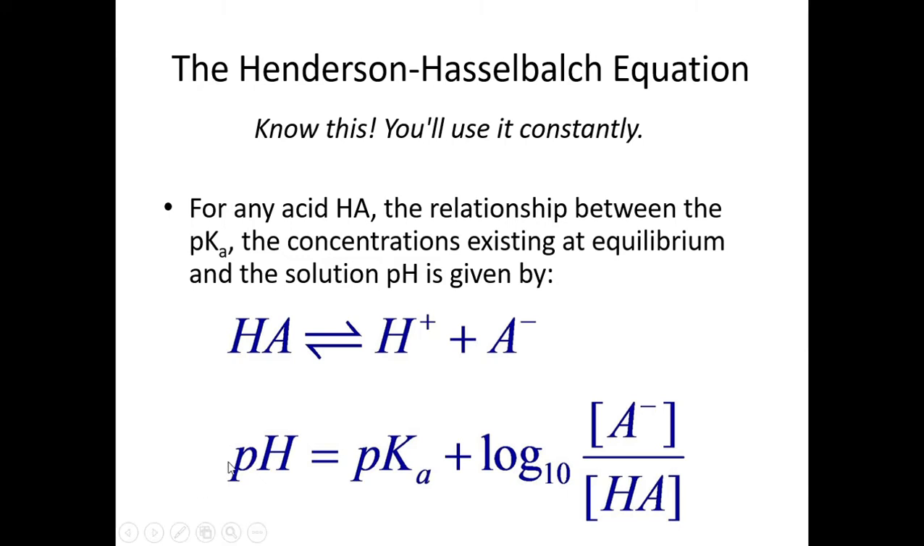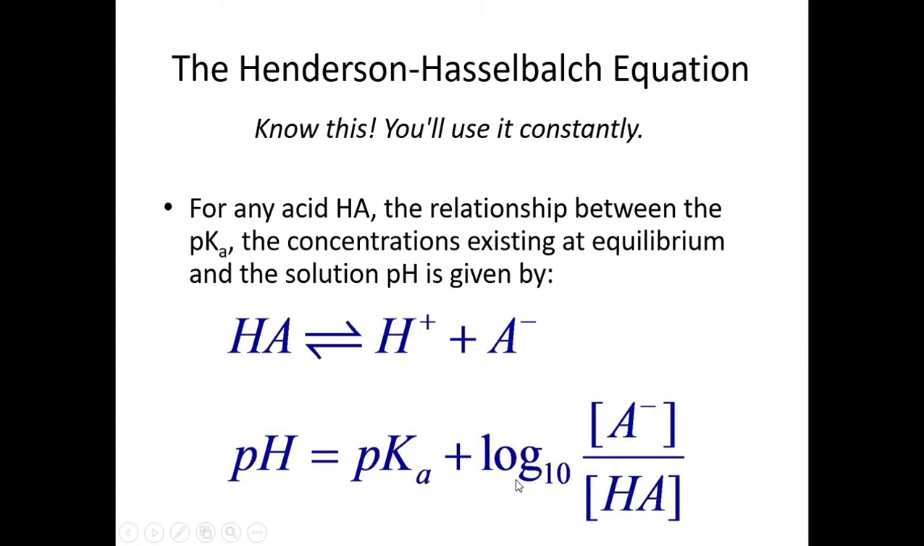Anyway, so pH equals the pKa plus the log, again this is base 10, of the concentration of the anion over the concentration of the weak acid.